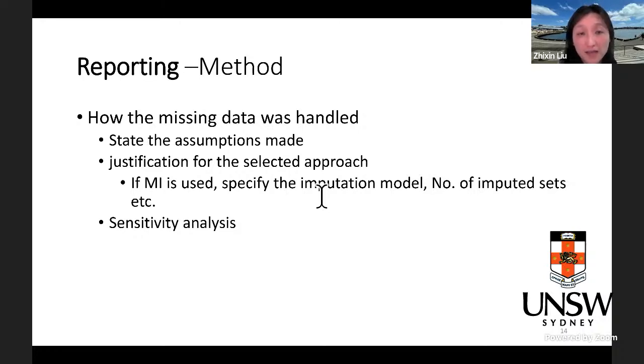And if multiple imputation is needed, we would specify in the method section what imputation model we used. That increases the transparency and eases the concern from the reviewer about, oh, I don't know what imputation model you used, so you might hide something from me. And then how many imputed data sets are used, and all these steps you conducted. And if we did the sensitivity analysis, then what additional assumptions we impose and what method we used to conduct the sensitivity analysis.